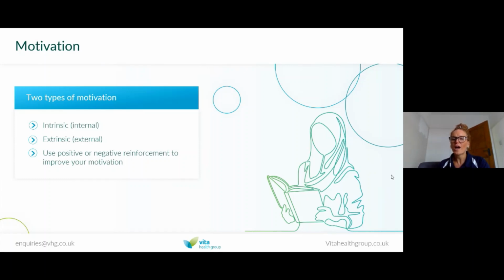And then you have positive and negative reinforcement to improve your motivation. So positive reinforcement is when you achieve something and you get rewarded for it. An example of this could be you're doing well at work and you get praised for it. The outcome was good, so it positively reinforces you to do it again.